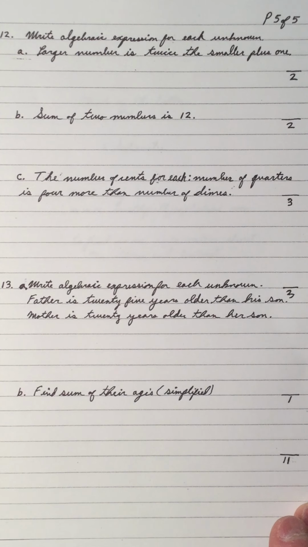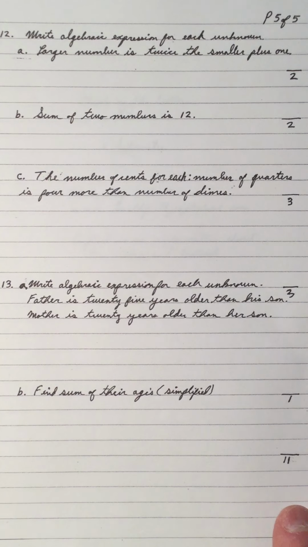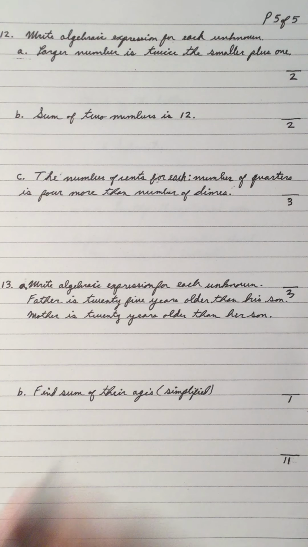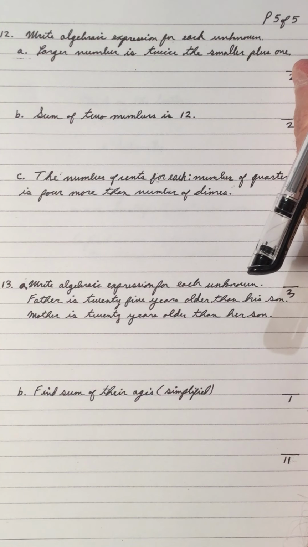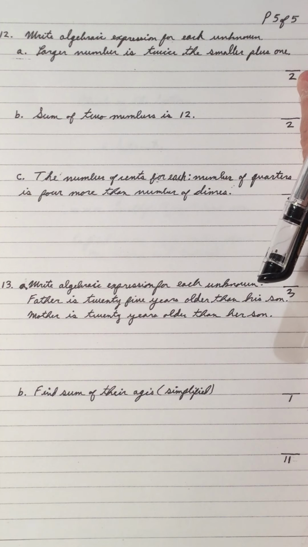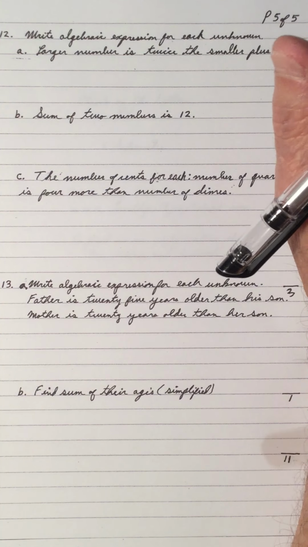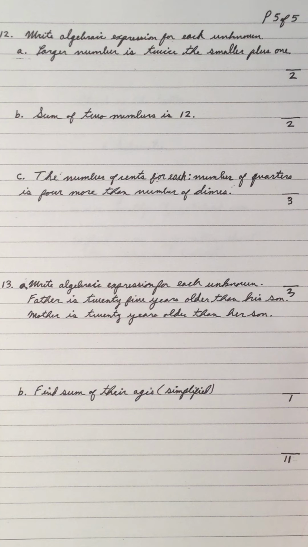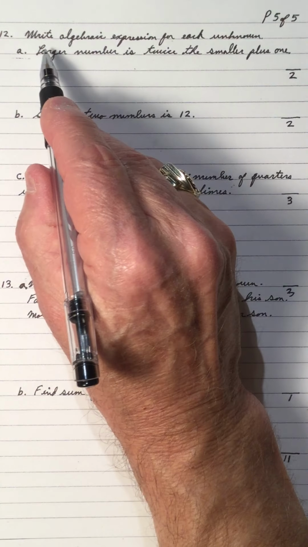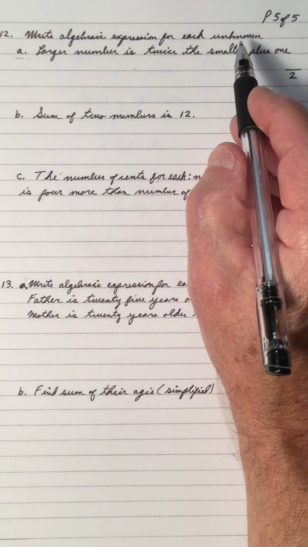Let's continue. Remember, if you think about it, you have to know how to write these expressions in order to do the next unit on solving linear word problems. Very important. Number 12, write an algebraic expression for each unknown.